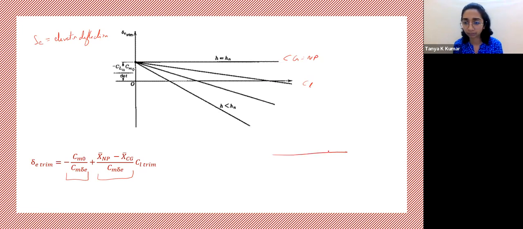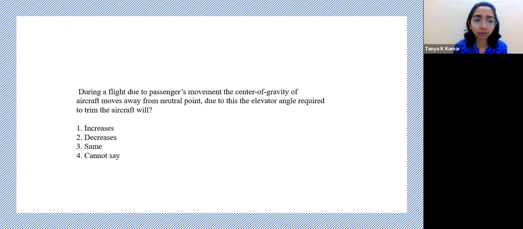if you have the neutral point here, and CG1, CG2, CG3, as you move away from the neutral point, the slope decreases. At this point, it is 0. After that, it keeps decreasing. Now, the question they have asked is, during a flight, due to a passenger's movement, the center of gravity moves away from the neutral point.